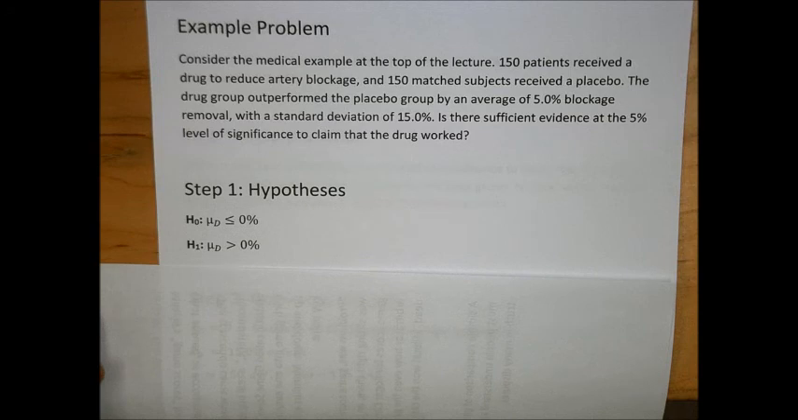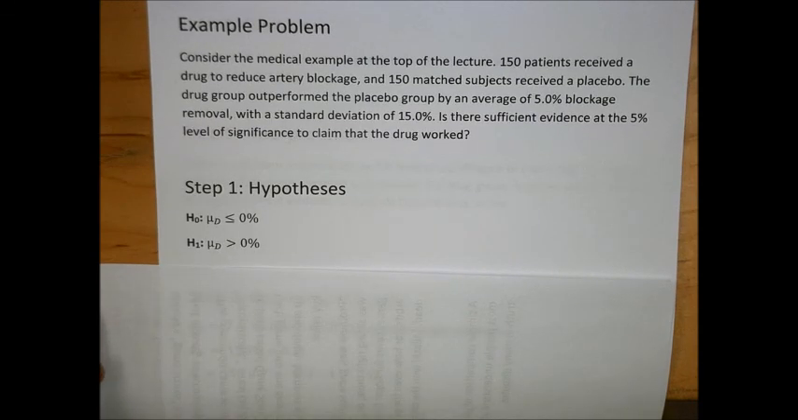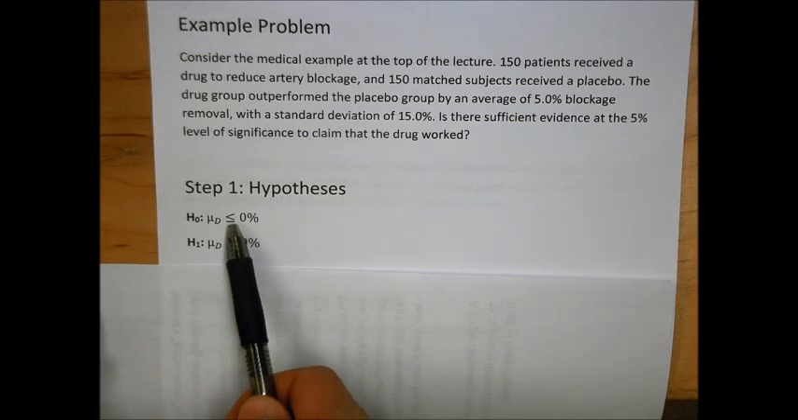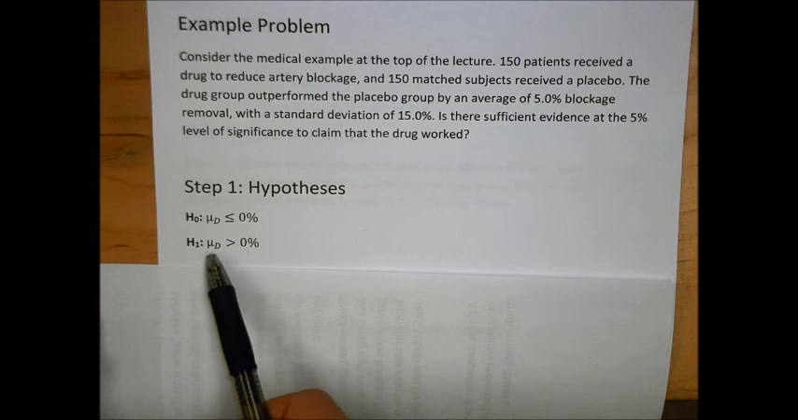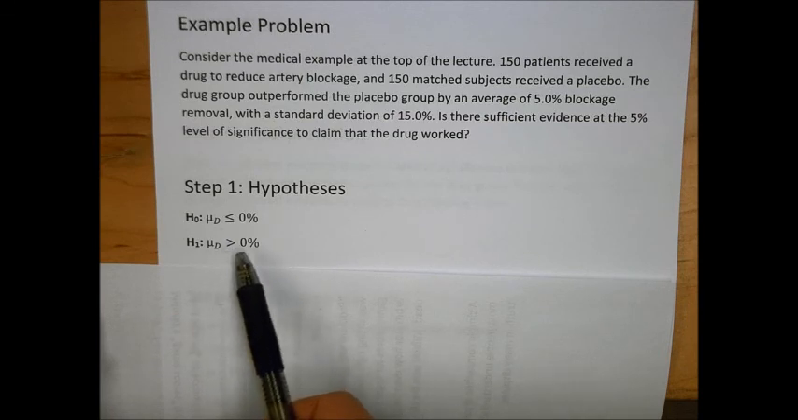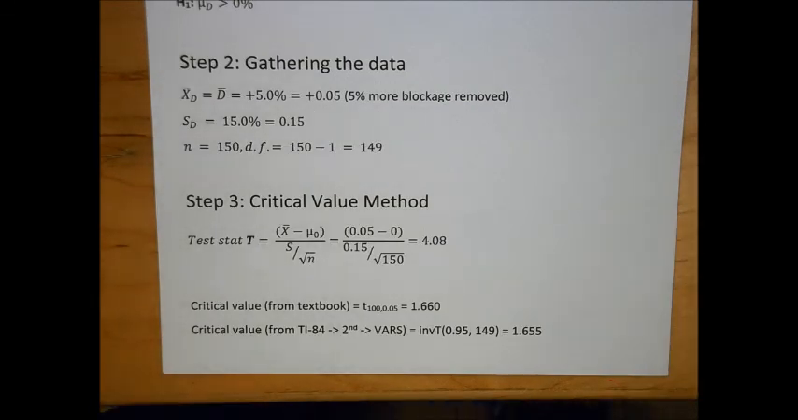Generally, when we're doing these matched studies tests, the null hypothesis includes a value of 0. We're comparing against a difference of 0. That's because a difference of 0 indicates no change, and typically our null hypothesis indicates no change. So here we allow the equality to be found in the null hypothesis. The mean difference could be equal to or less than 0%. As a researcher, we'd like to show that the drug has more artery blockage removal than the placebo group. In steps 2 and 3, we're going to gather data and perform the critical value method.